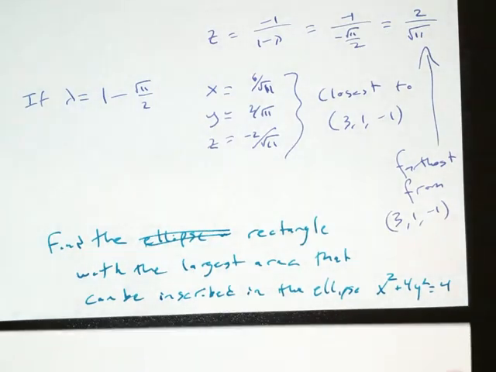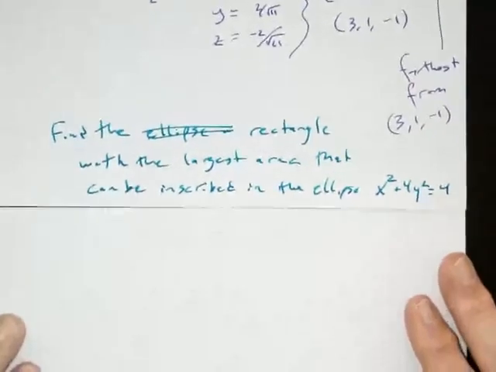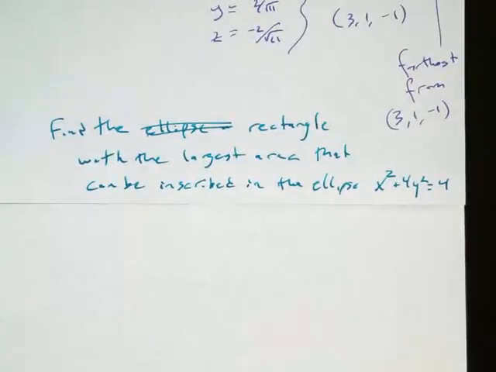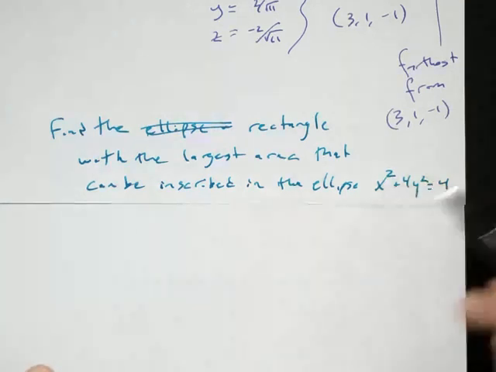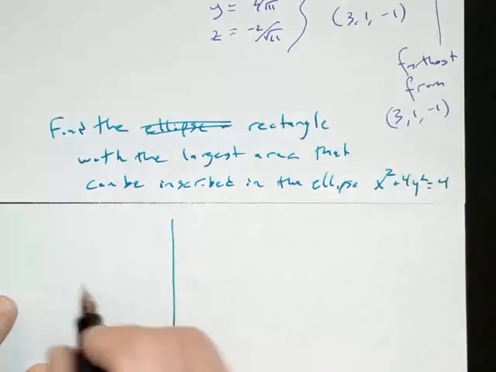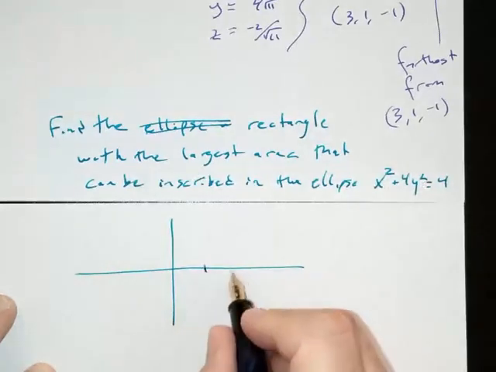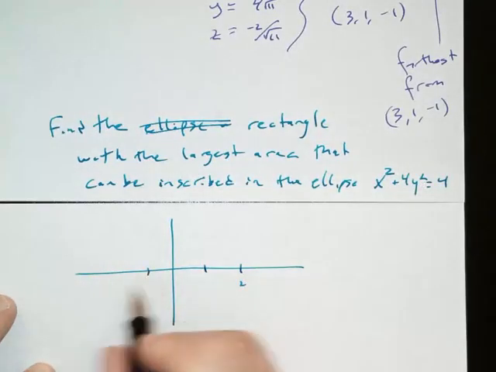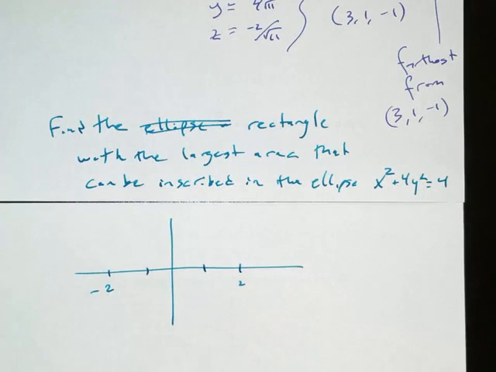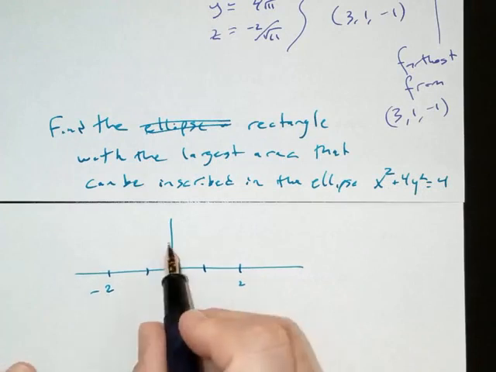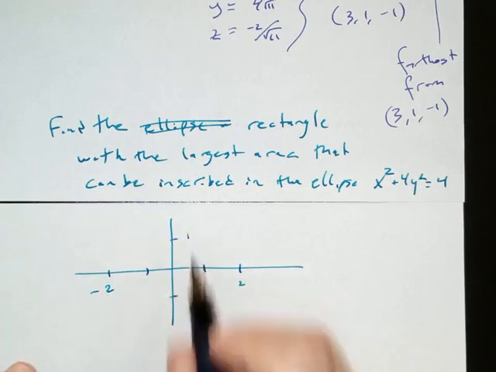Find the rectangle with the largest area that can be inscribed in the ellipse x squared plus 4y squared equals 4. Oh, that's disgusting. But I think it's more disgusting because I don't know what it looks like. But I know what that ellipse looks like. If I set y equal to 0, I get x squared equals 4. If I set x equal to 0, I get y squared equals 1.